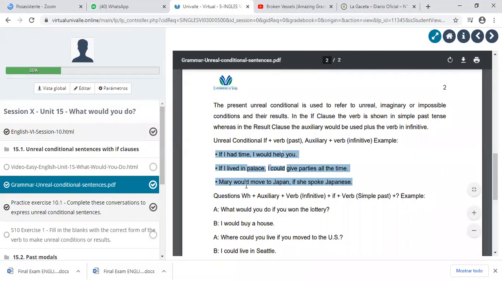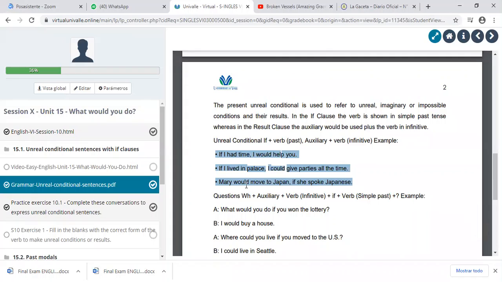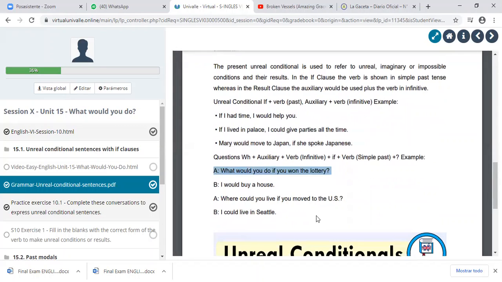Now we are going to be focused on questions using the unreal conditional in this case, and the grammatical structure to make questions using the unreal conditional is question word plus auxiliary plus verb in infinitive plus if plus verb in simple past. And here we have examples. Number one, what would you do if you won the lottery? ¿Qué harías tú si te ganaras la lotería?